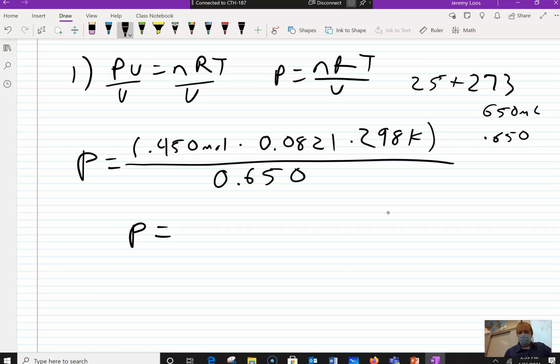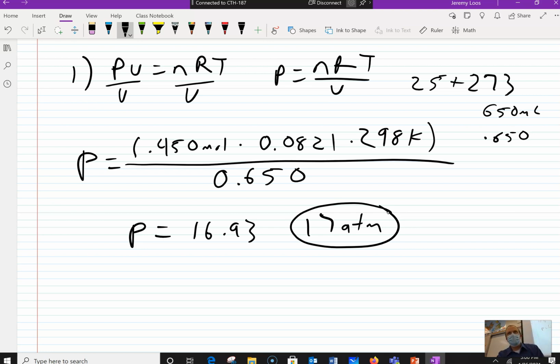The units of R all cancel except that it's going to give me a pressure in atmospheres when I solve this. I think you end up getting about 16.93. If we want to be really good, the least number of sig figs is 2, since 650 has 2. So 17 atmospheres.